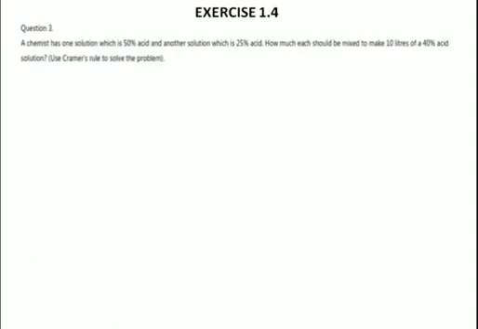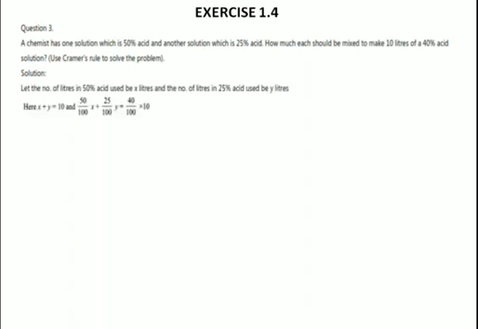Question number 3. A chemist has one solution which is 50% acid and another solution which is 25% acid. How much of each should be mixed to make 10 liters of 40% acid solution? Use Cramer's rule to solve the problem.